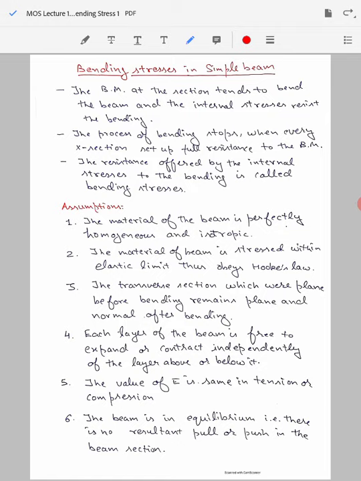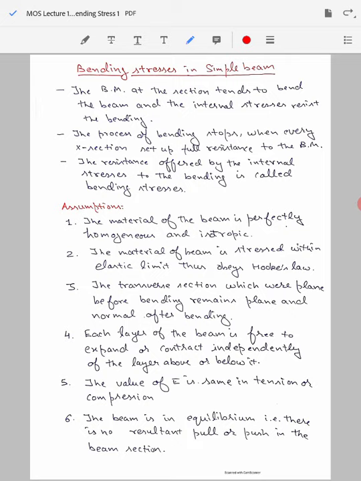The third is that the transverse sections which were plane before the bending remain plane and normal after the bending. What does it mean? If a beam is of circular section, it will remain circular at each cross section after the bending. Or if the beam is of square section, it will remain square after the bending. It is not going to get deformed to, let's say, a trapezoidal shape or any other shape. So that section will remain plane and normal after the bending.